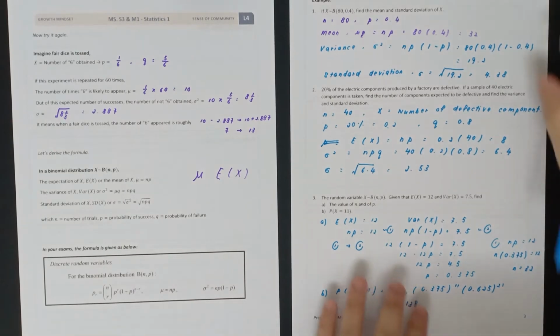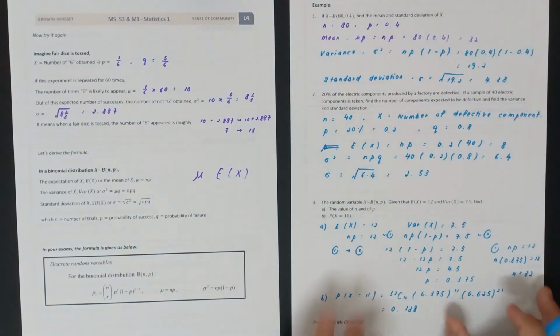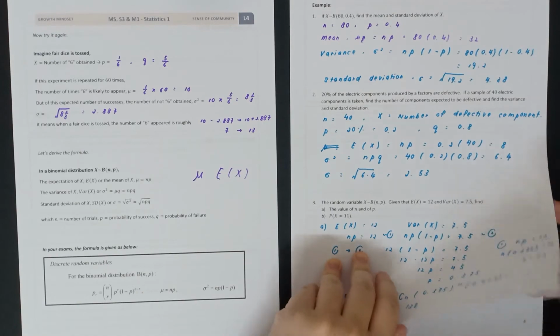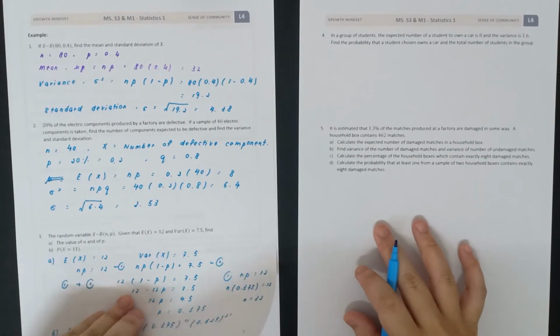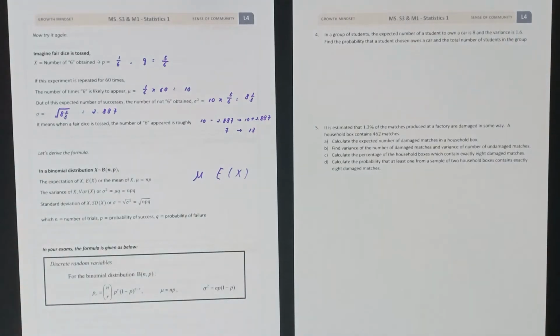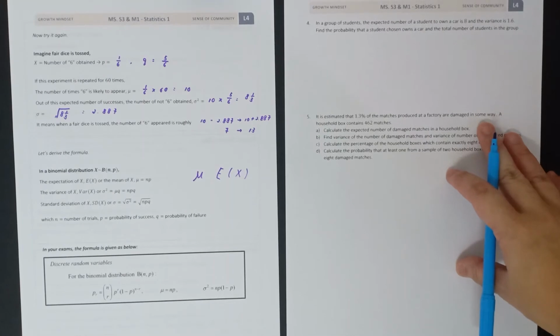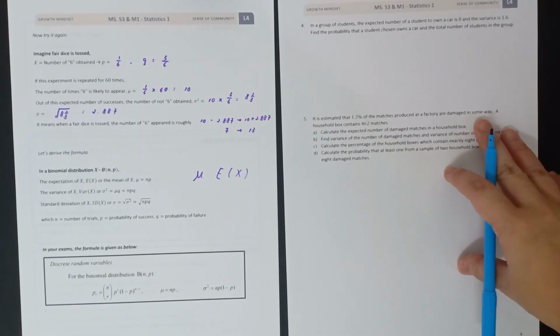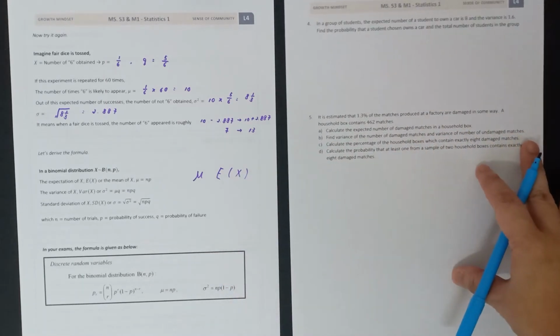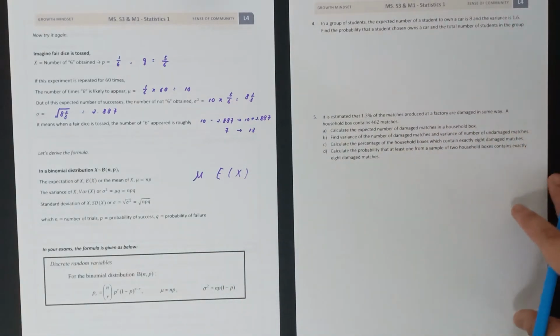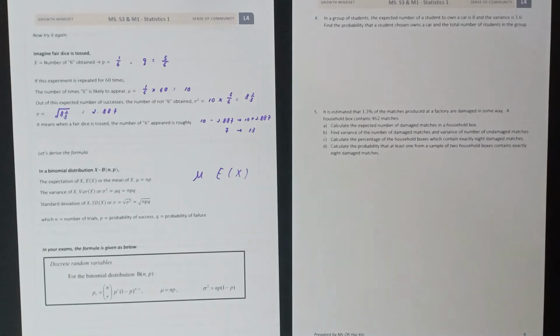Alright, so let's move on to the last two questions. In a group of students, the expected number of students who own a car is 8 and the variance is 1.6, and you want to find the probability for a student chosen to own a car and the total number of students in the group.